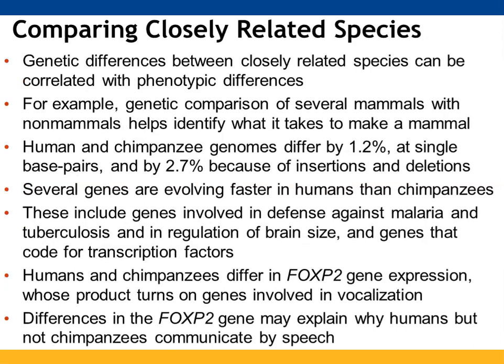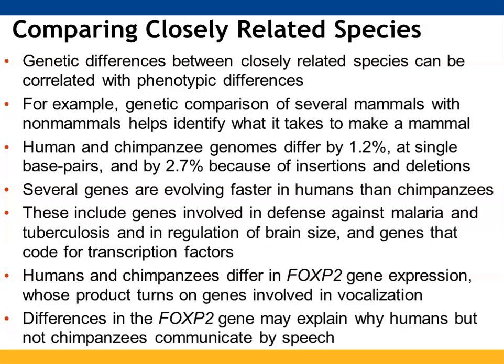Genetic differences between closely related species are often going to be correlated with phenotypic differences. If we compare mammals with non-mammals, we can better identify which genes are going to make something a mammal versus a non-mammal. So with humans and chimpanzees, our genomes differ by 1.2% due to single base pair changes and by 2.7% as a result of insertions and deletions.